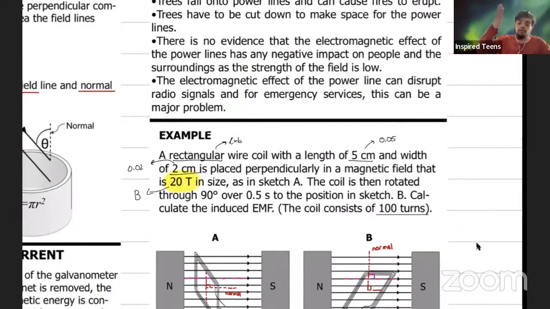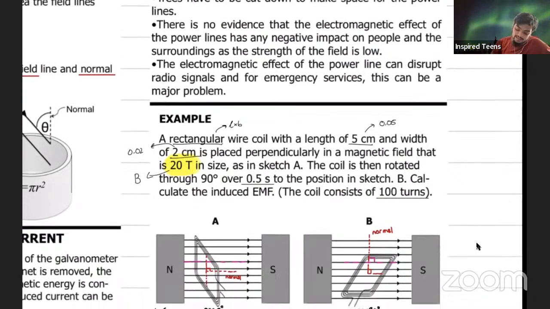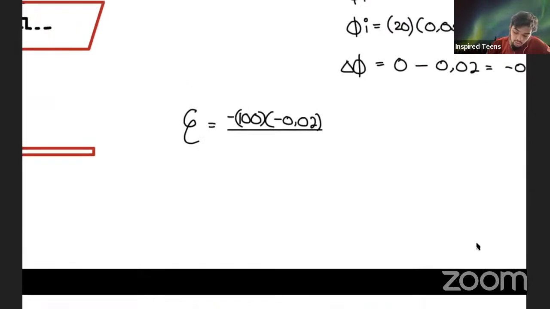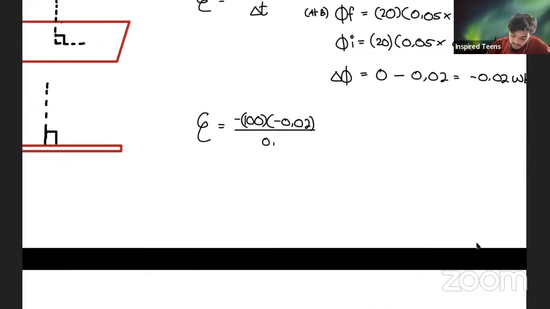So to move from a flat to an upright position, the solenoid took 0.5 seconds. They say the coil is rotated through 90 degrees over 0.5 seconds. So yes, 0.5 seconds, that's the time we use. Remember, the initial time is, in most cases, 0. So however long it took to make the change, that's the change in time. Then you put negative 100 times negative 0.02 divided by 0.5, and you get an induced EMF of 4 volts.